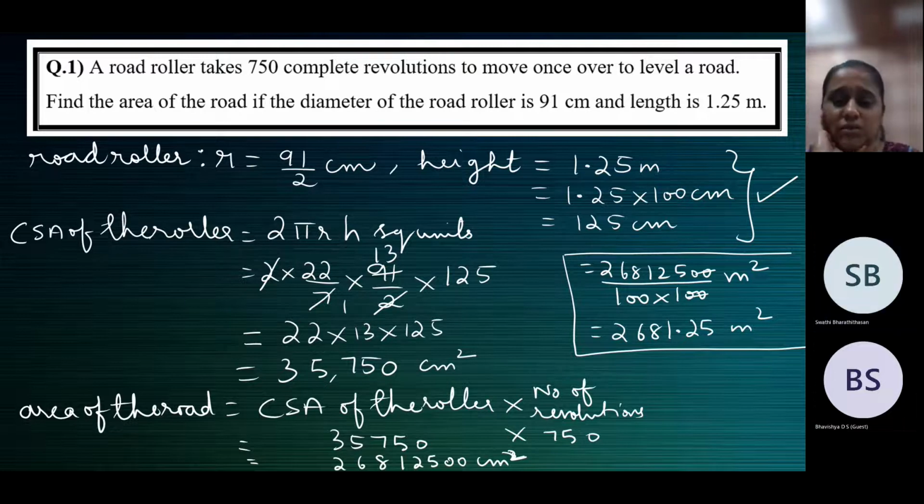Is that okay? We don't find the total surface area because the two circles on either end will not roll over the ground. Only the curved surface area will move over the ground. So the area covered in one revolution is CSA, and in 750 revolutions it will be CSA into 750. That will be the area of the road.